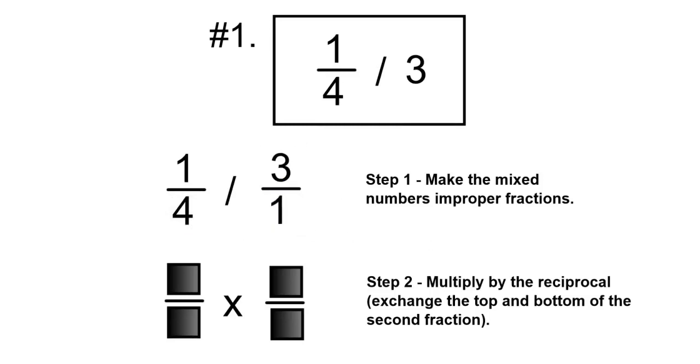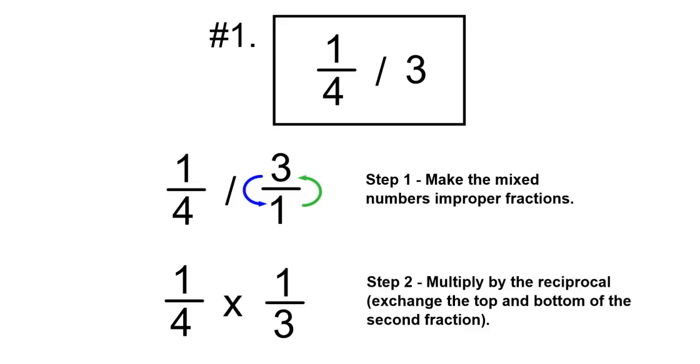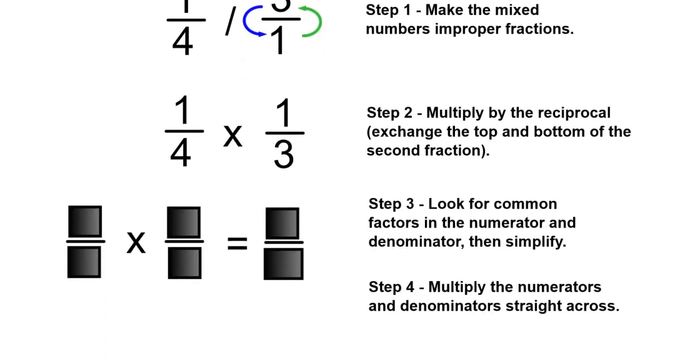Step 2, multiply by the reciprocal. Exchange the top and bottom of the second fraction. First fraction will stay the same. We'll now multiply instead of divide, and we'll exchange the top and the bottom of the second fraction. So 3 will be moved down to the denominator spot, and 1 will be moved up to the numerator spot. So we now have 1 over 4 times 1 over 3.